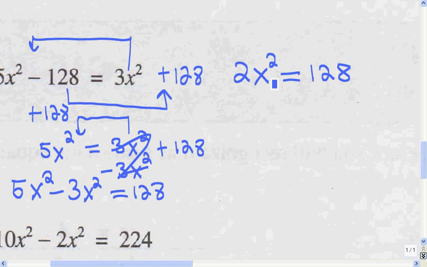Now I've got to isolate the variable, right? So I've got to get rid of this 2. So this is 2 times x squared, so I'm going to use the inverse operation, which is division. And I get x squared equals 64.